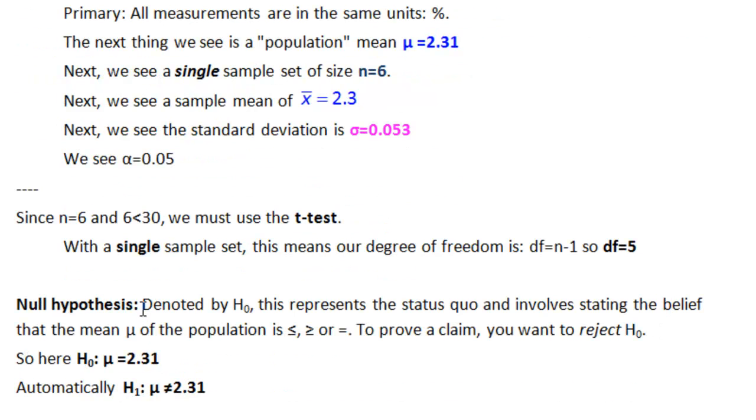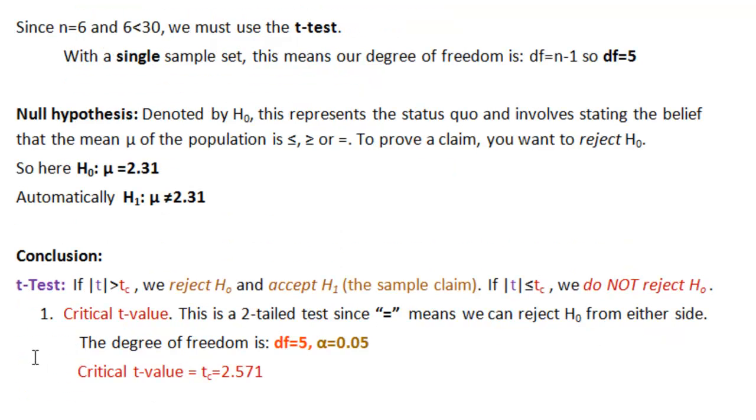Now, we repeat this. The null hypothesis represents the status quo. The status quo usually is the population mean. Do we have a population mean here? Yes. The population mean was mu equal to 2.31. So that's our null hypothesis. And automatically, our alternative hypothesis is the opposite, so mu not equal to 2.31. Remember that not equals means that we can reject it from less than or greater than, so that makes it 2 tails. Okay, let's go ahead and work the problem using the t-test, as we said.